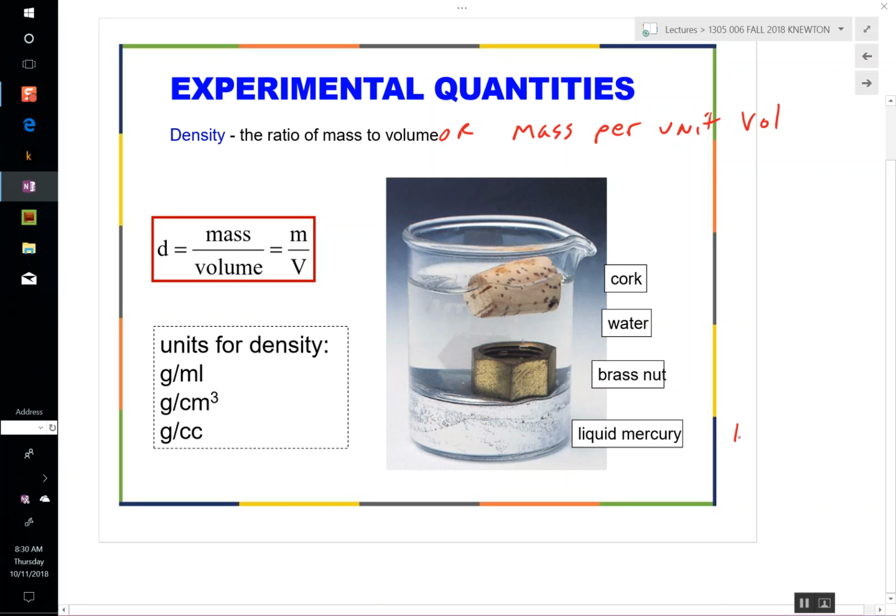And this here is about 13.6 grams per cubic centimeter. This, I don't know, it's around 6. Don't quote me. Brass might be about 6 grams per cubic centimeter. Water is a reference point. We just used it for freezing point and boiling point of water. Water is used as a reference over and over and over again for all kinds of parameters and density. 1 gram per cubic centimeter.